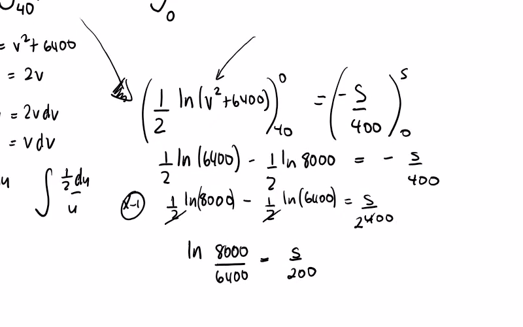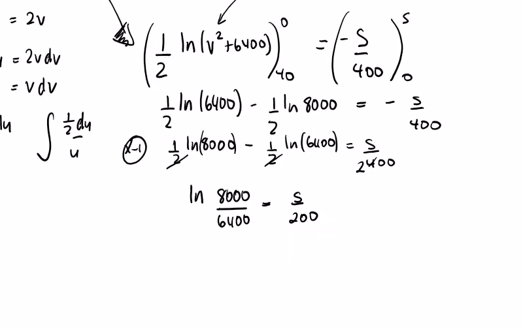So if I get the natural log of 8,000 divided by 6,400 and multiply by 200, I'm going to get s is equal to 44.6287. So s is equal to 44.629 meters.